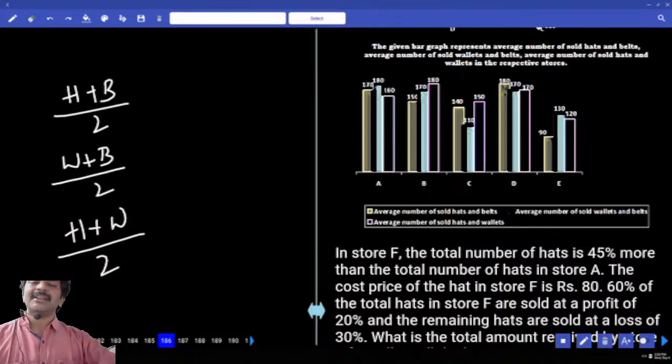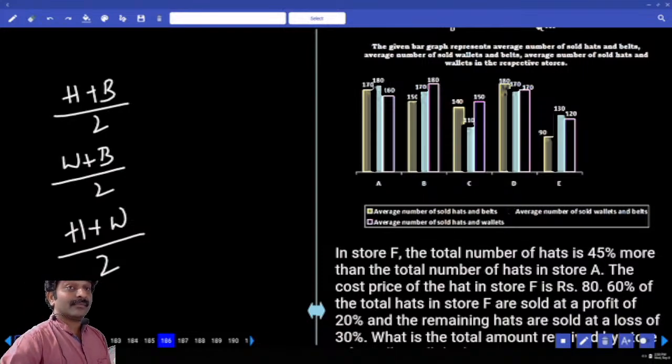Suppose you want to calculate number of belts, what do you need to do? First plus second minus third one will give you belts, and then the last one gives wallet.